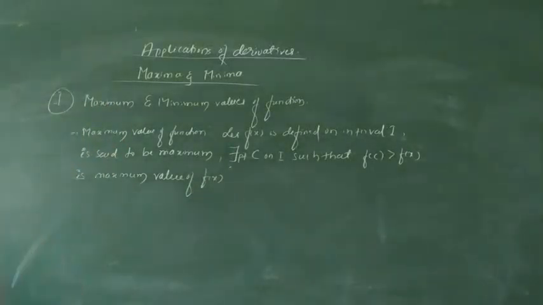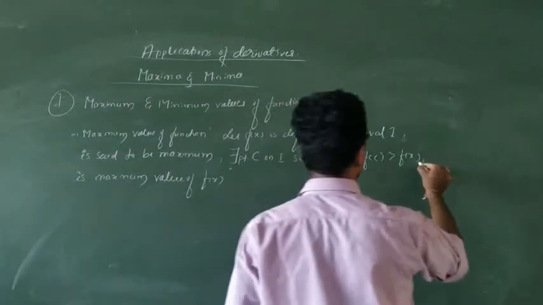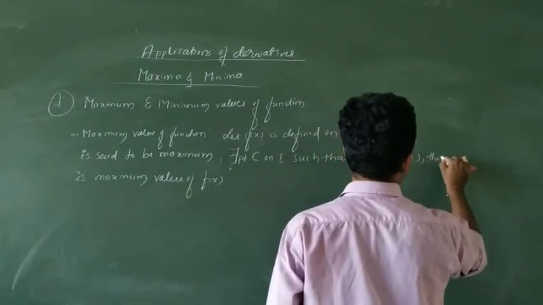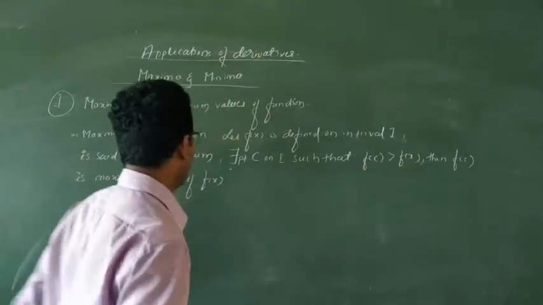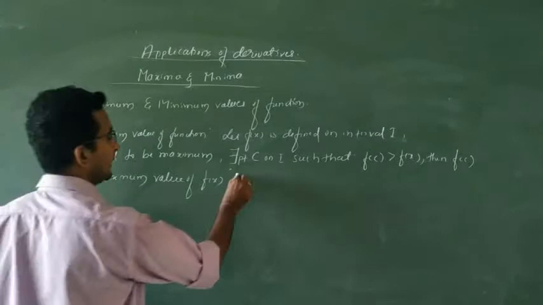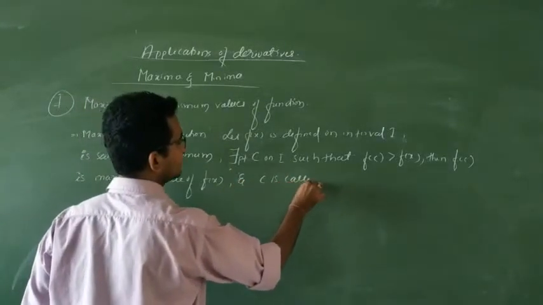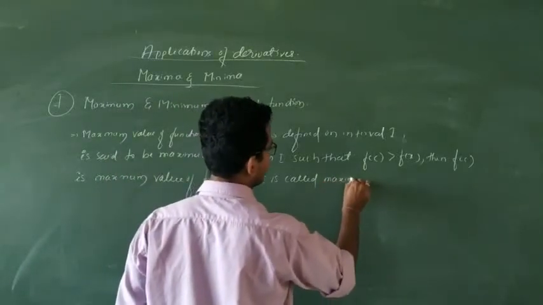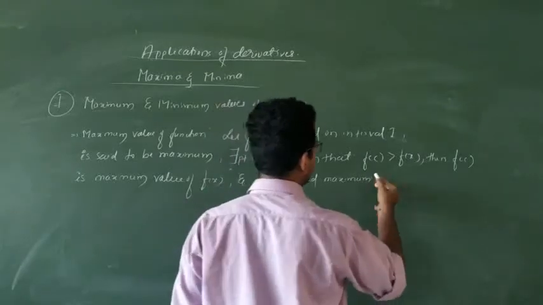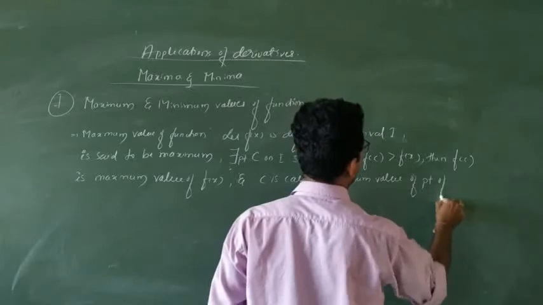Here we can say that f of c is greater than f of x. Here we have to give some headings. Then f of c is the maximum value of f of x, and c is called the maximum value point of f of x.